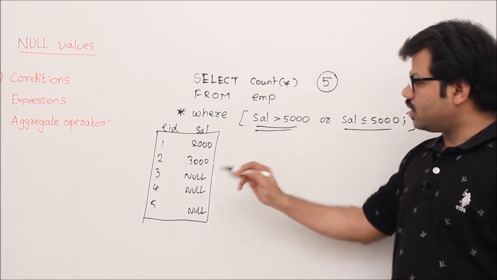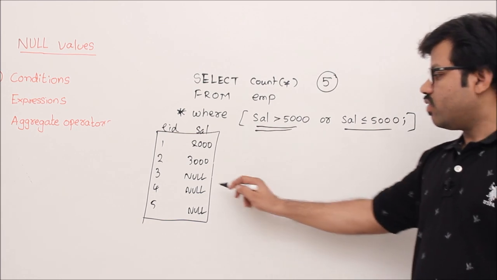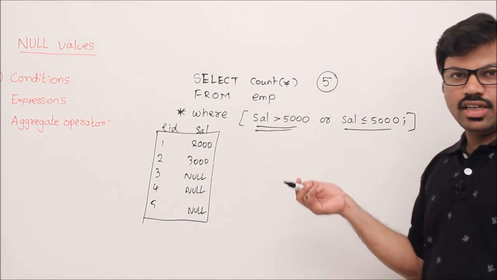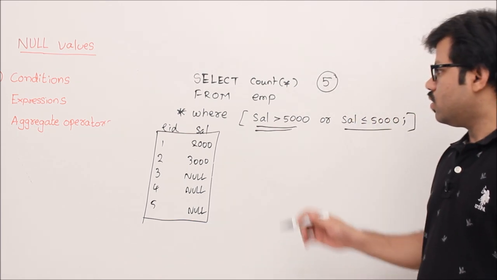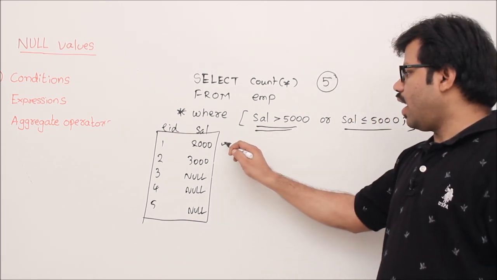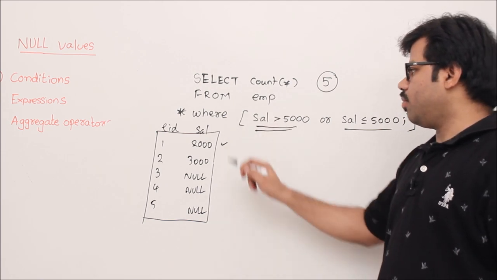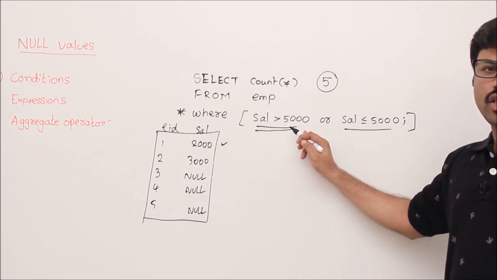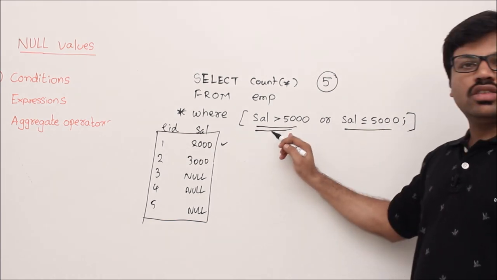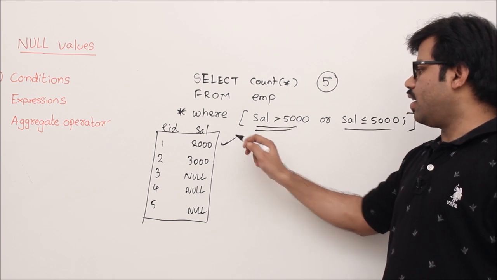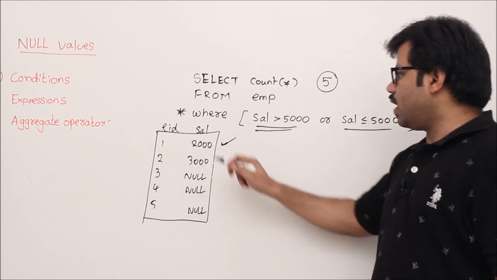The reason is, let's evaluate this query. Because of the null values you get an unexpected result. That's why you should know what results you get because of null values. Here I take every tuple and evaluate the where condition. First time, 2000 > 5000 is false, but 2000 <= 5000 is true. True or false is true, so this tuple will be taken. Selected.